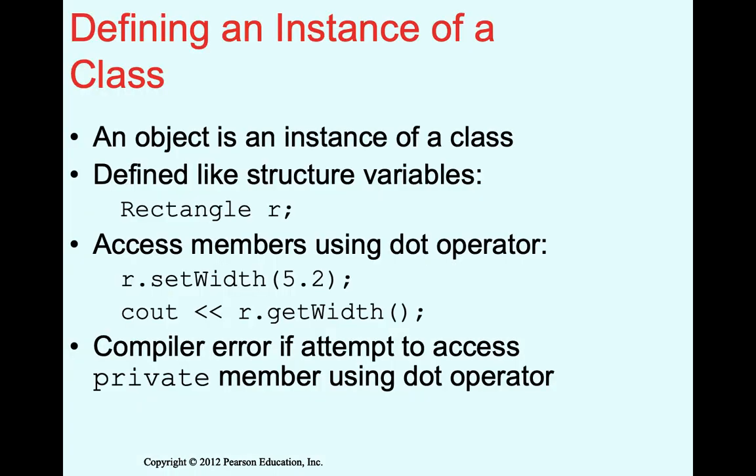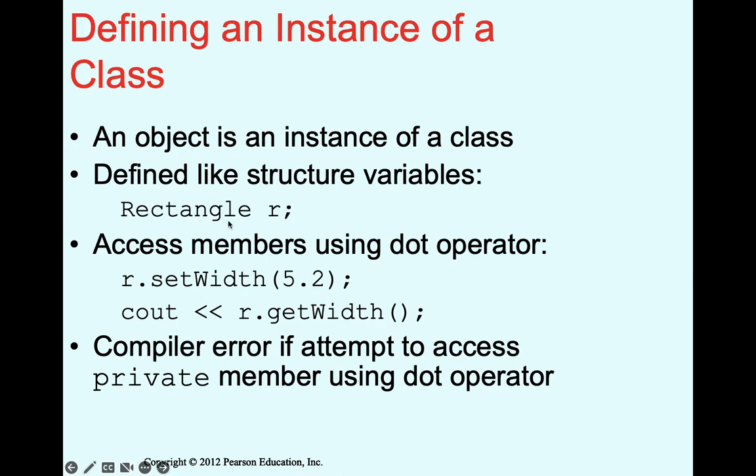So how to define an instance of a class? As we said, the class is like a blueprint of a house. You can make many objects of this class. And the class is like a data type. So if we have a class called rectangle, this is a class, this is like a data type. So we have integer, double, and we have rectangle.